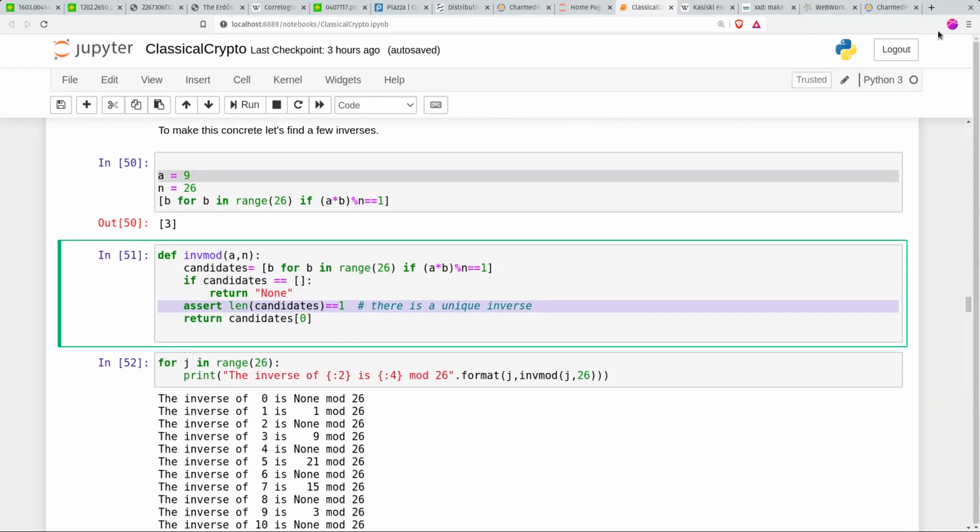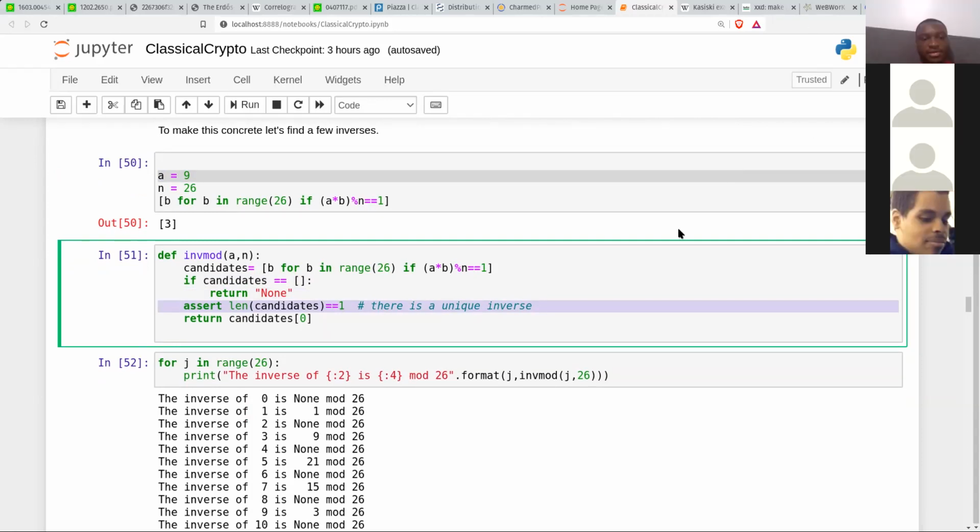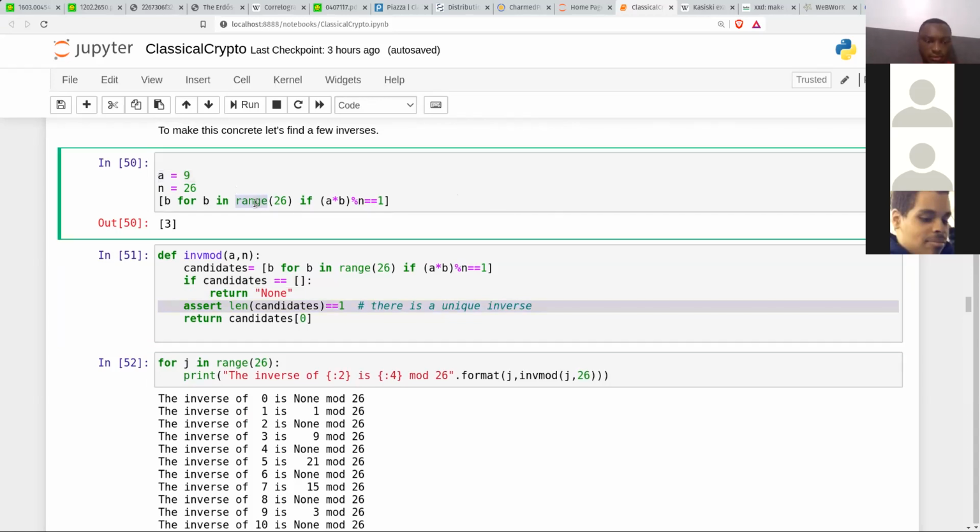You kind of lost me. Can you please explain the code for the Python, where b for b in range of 26? Yeah, so range 26, that's what we could also call Z mod 26. So this is just the numbers between 0 and 25 inclusive. And this condition here is that a times b mod n has to be equal to 1.